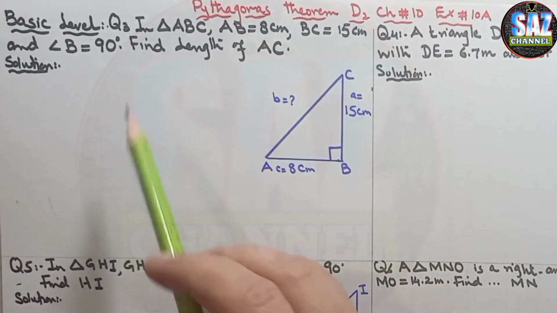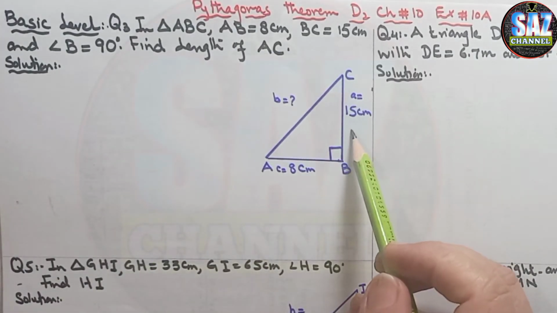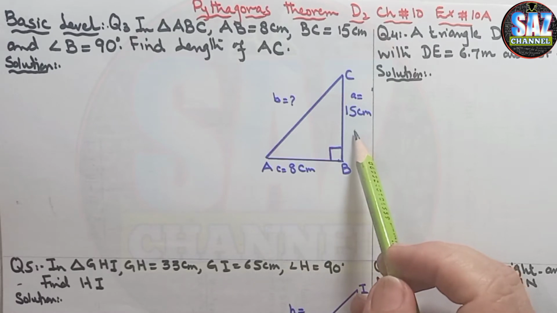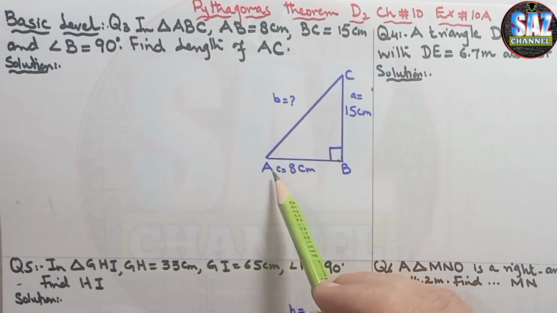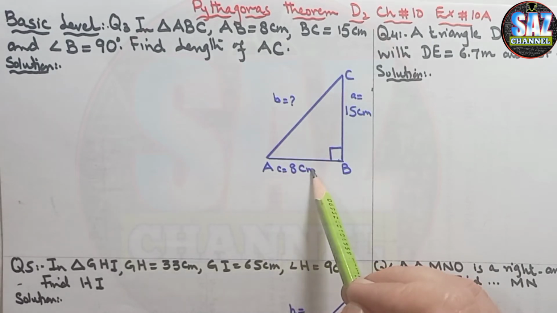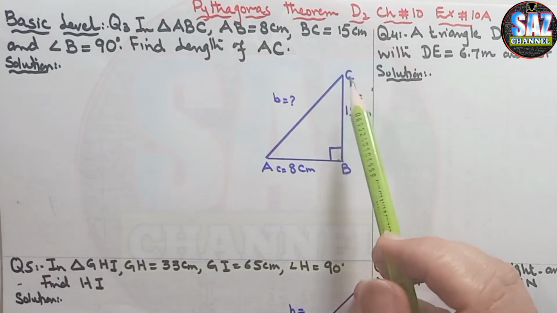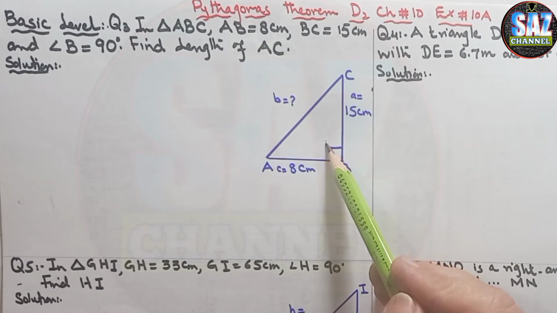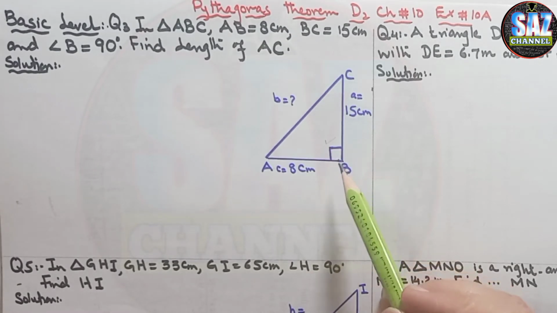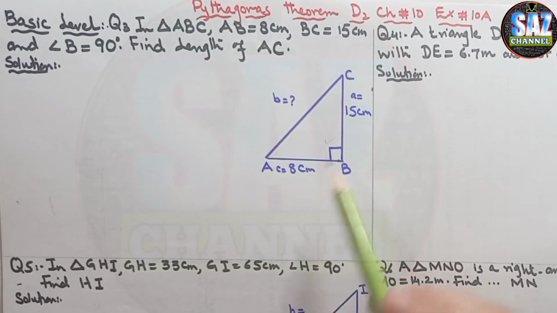Okay, after reading the question, it's really important that you draw or sketch the figure according to the directions given in the question, that we have to draw a triangle ABC in which AB is 8 centimeter and BC is 15 centimeter, and we have to find AC length, and angle B is given in the question that it is 90 degree angle. So mark vertex B with 90 degree.